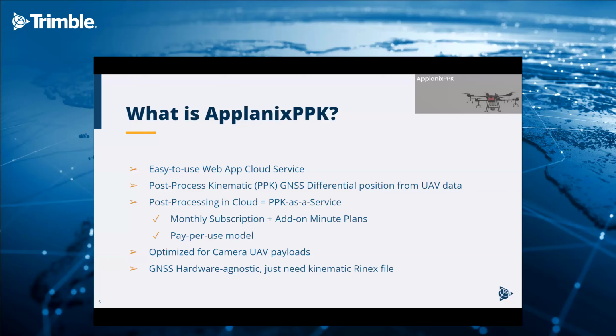This really follows a pay-per-use model where basically you pay per flight minute of data. The whole thing is optimized for camera UAV payloads, and ApplanixPPK is GNSS hardware agnostic. It really runs with any kinematic RINEX file. The minimum requirement for the kinematic RINEX file is that you have at least L1 and L2 GPS observables. But of course, it's better if you also have other satellite navigation raw observables from Galileo, GLONASS, BeiDou, etc.